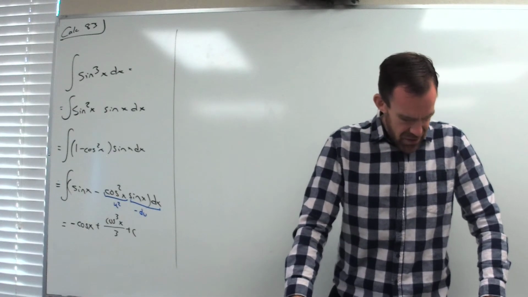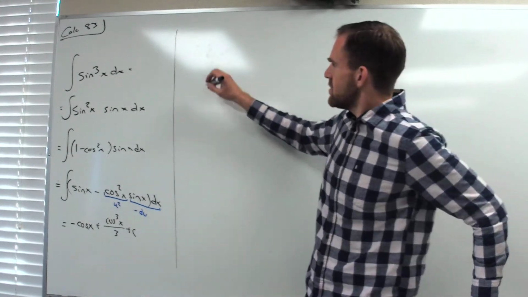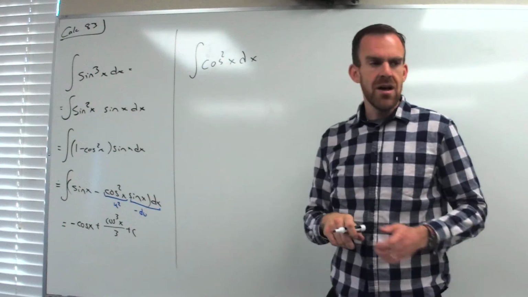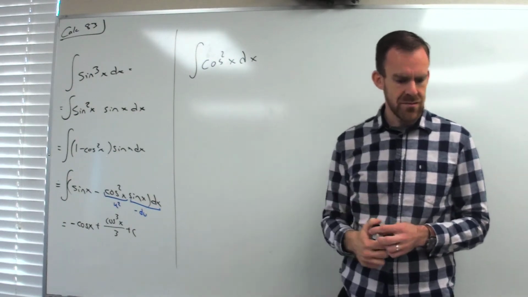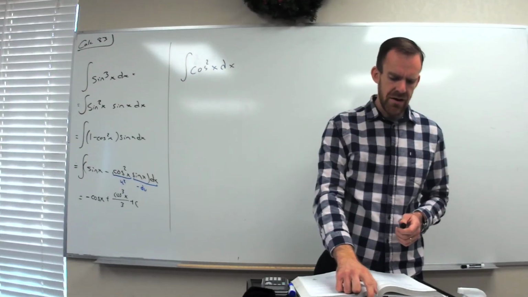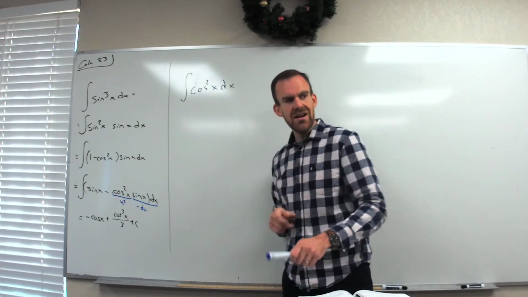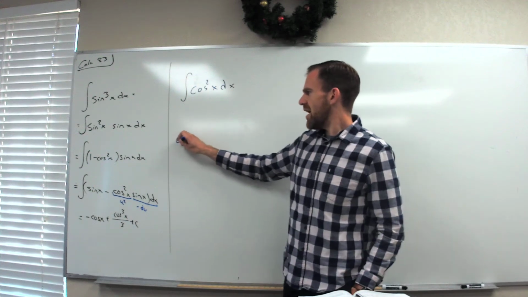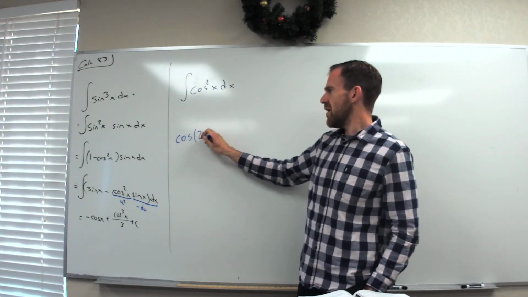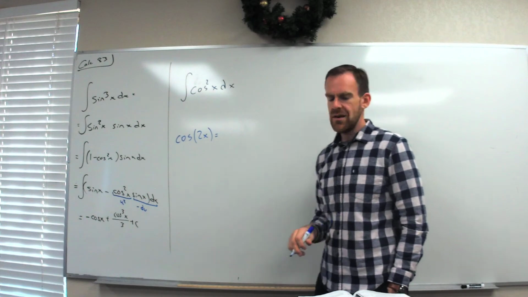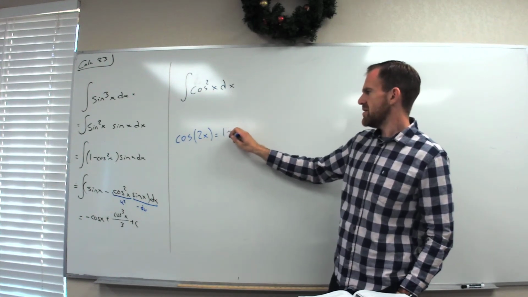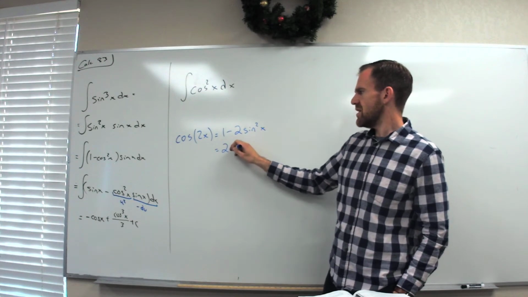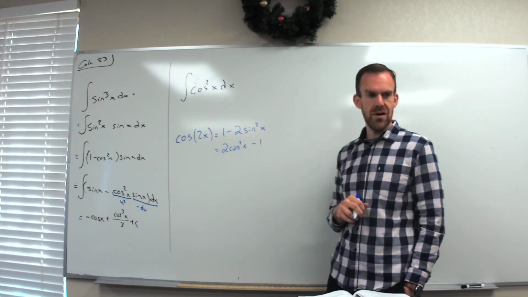We are going to now integrate even powers. How do you do that? Well, again, it's going to be one of our identities. Which identity? Always cosine. Remember that we have an identity for cosine of 2x. It is 1 minus 2 sine squared, or 2 cosine squared minus 1.